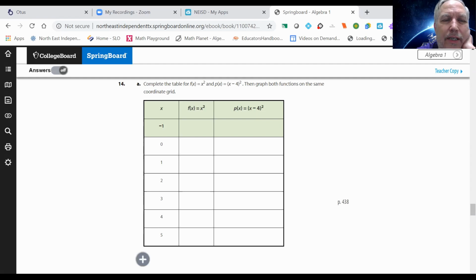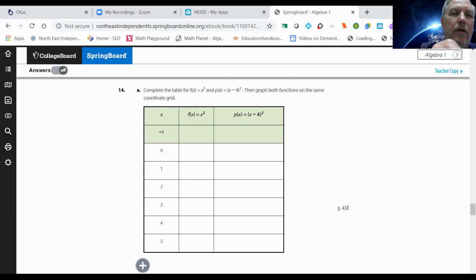So we have the x value and x squared. -1 squared is 1. 0 squared is 0. 1 squared is 1. 2 squared is 4. 3 squared is 9. 4 squared is 16. 5 squared is 25.